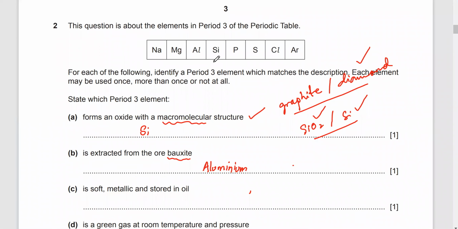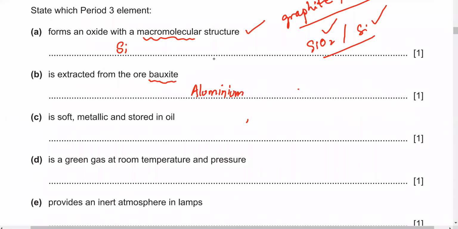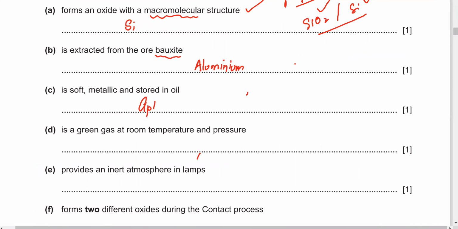To the question. Soft metallic stored in oil. That's group one. That would be Na. Is a green gas at room temperature and pressure? You can have a look at the data sheet. Which one is a green gas? I think colors of compounds.